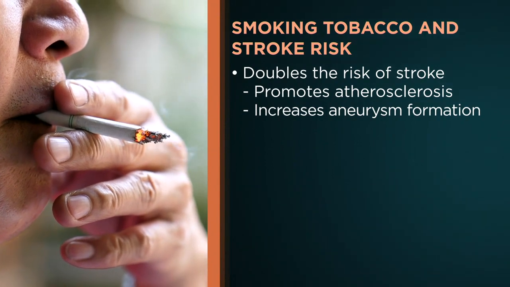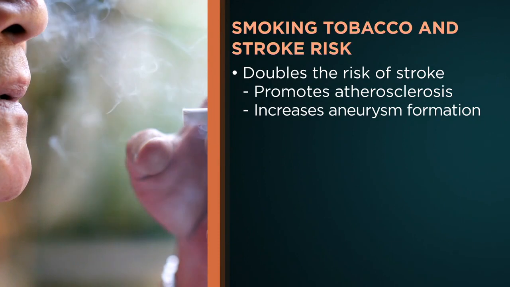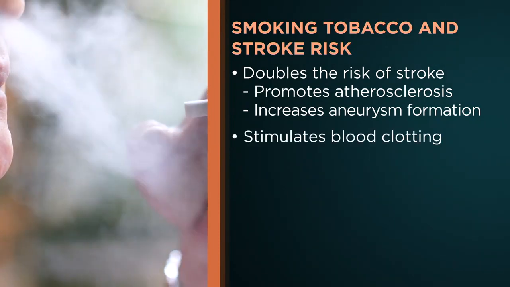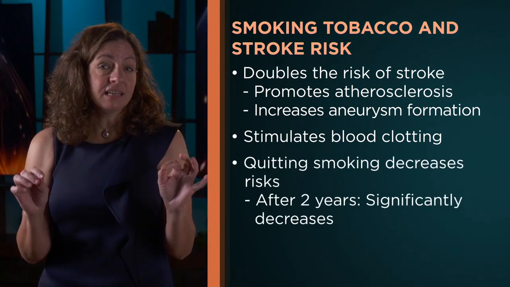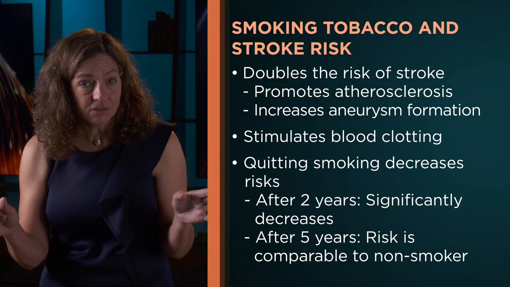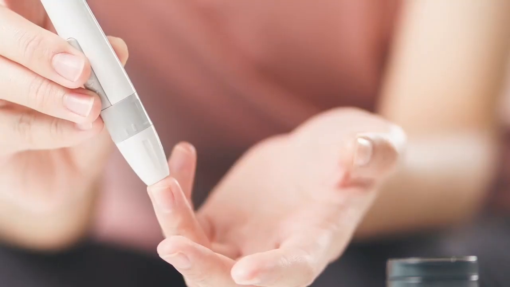Smoking tobacco doubles the risk of having a stroke by promoting atherosclerosis and aneurysm formation. It also stimulates blood clotting factors. Risk significantly decreases 2 years after quitting, and by 5 years, the risk is comparable to that of non-smokers.